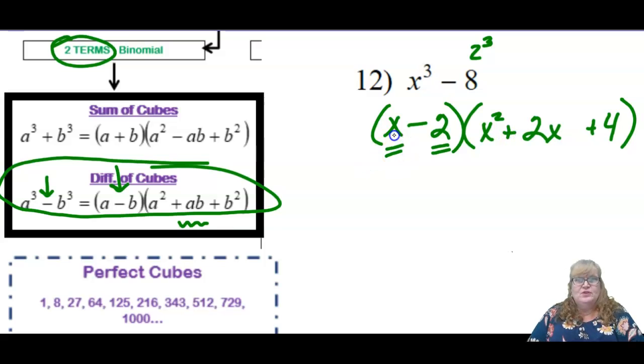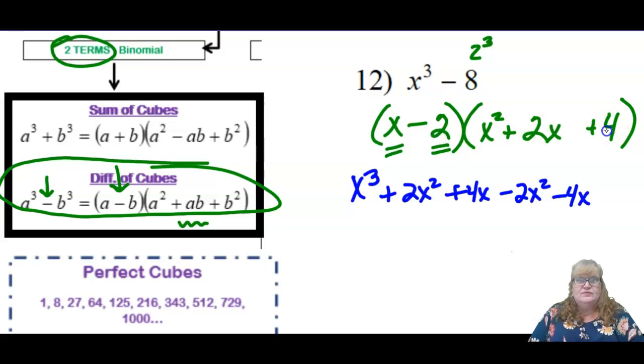So right now, if I FOIL this together, x times x squared is x cubed. If I take x times 2x, I get a 2x squared. If I take x times 4, then I go back and I do negative 2 times x squared, negative 2 times 2x, negative 2 times 4. Do you notice what happens to these like terms? They all drop out and we end up with x cubed minus 8.